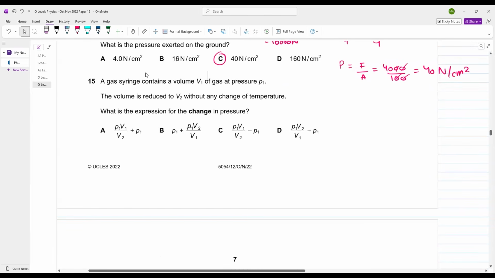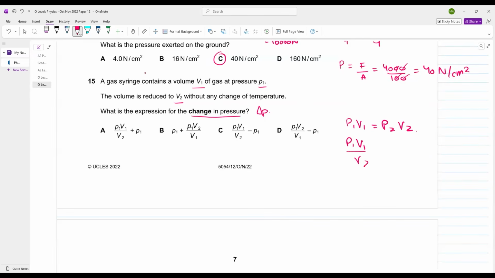Come to question 15. A gas syringe contains a volume V1 of gas at pressure P1. The volume is reduced to V2 without any change in temperature. Which expressions give you the change in pressure? You have to find the change in pressure, delta P. First of all, I know P1 V1 is equal to P2 V2. I can make P2 the subject. Yes, P1 V1 divided by V2 is equal to your pressure P2.